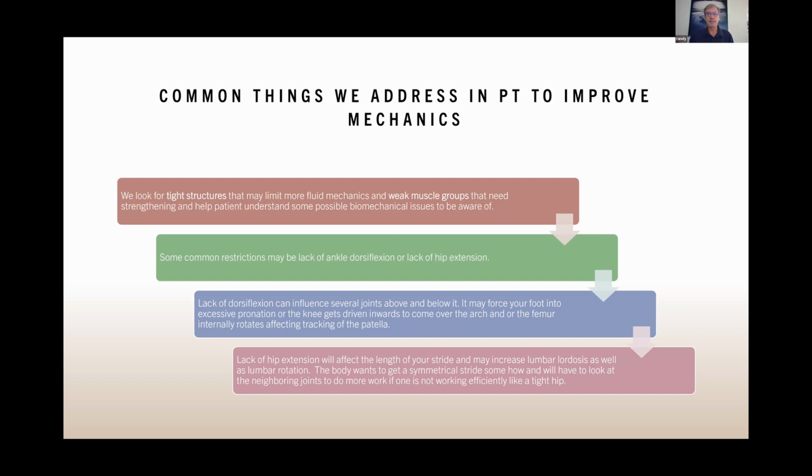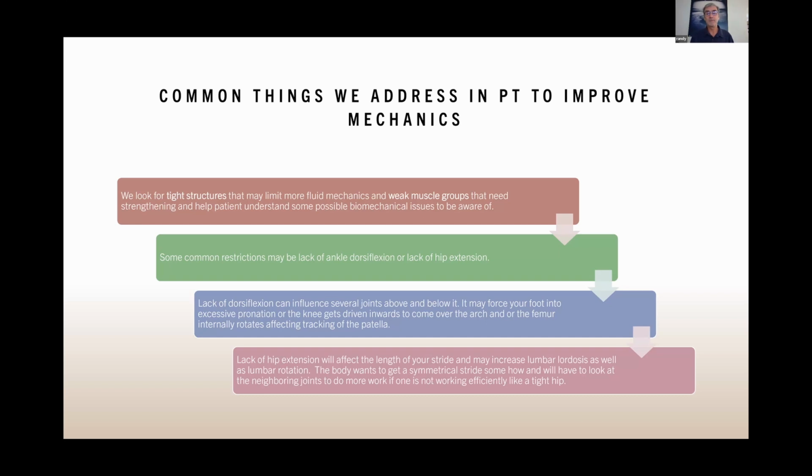Often the hips will get tight and you can't extend your thigh behind your trunk effectively, which will shorten the stride or make an asymmetrical stride, or even put stresses on different parts of the body. The lack of ankle dorsiflexion can influence the joints below it and also the joints above it.